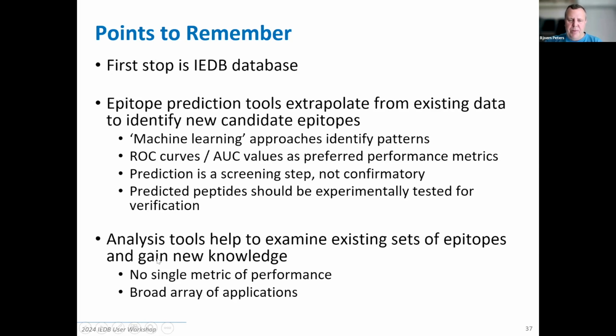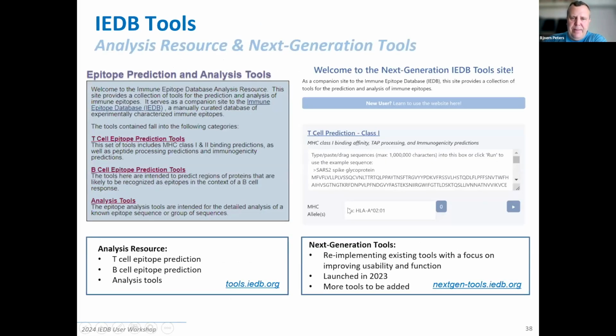And then the analysis tools that will be talked about later are more about taking sets of known epitopes or predicted epitopes and then doing something with that set, like running a clustering analysis. So that's it. Again, there's the classic and the next generation site. And there's lots more coming up on those, specifically tomorrow.